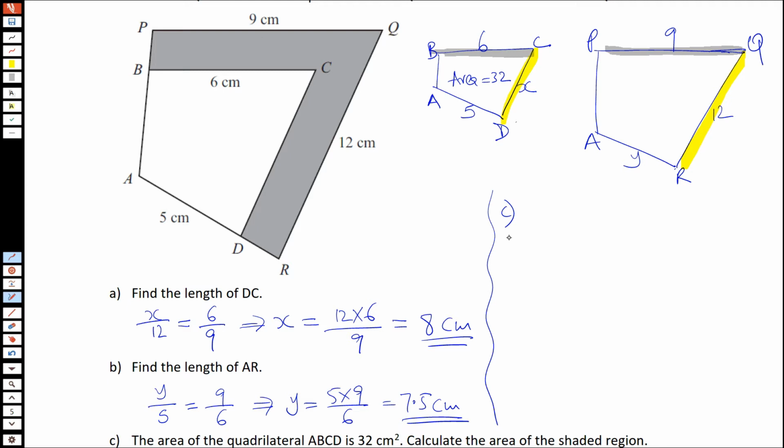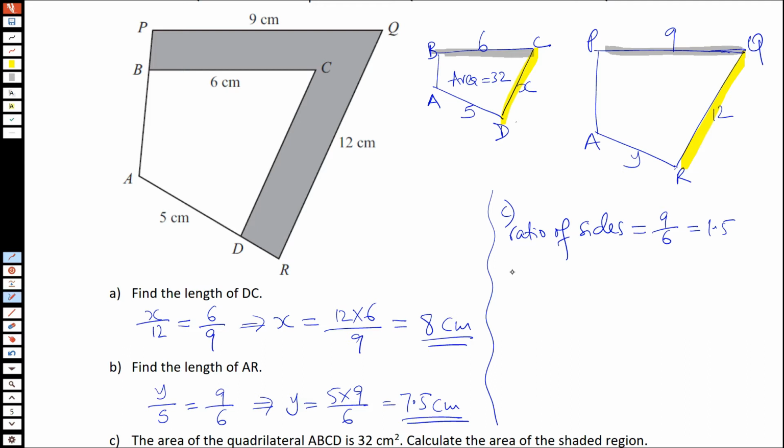So the plan is to work out the ratio of the sides. Then from the ratio of the sides, we find the ratio of the areas. From the ratio of areas, we find the area of the larger quadrilateral. After finding the area of the larger quadrilateral, find the shaded area. So the ratio of the sides will be equal to 9 over 6, and that will be equal to 1.5.